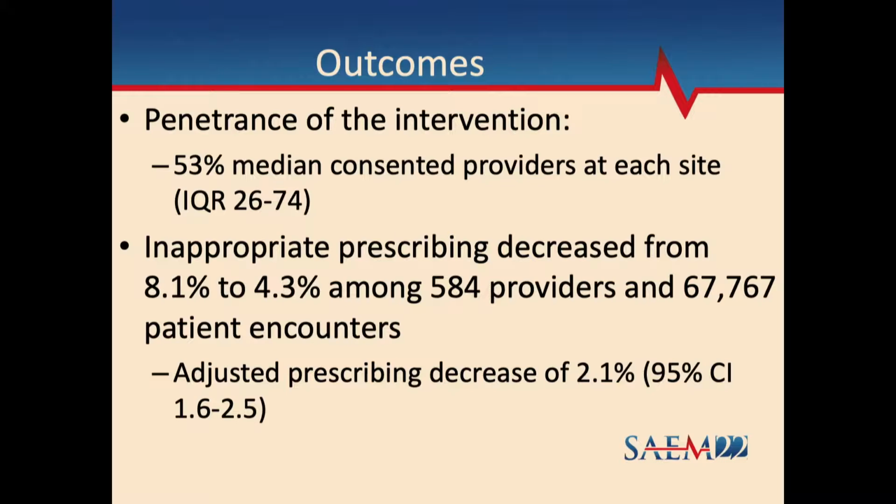And in terms of how we did, inappropriate prescribing went down from 8.1 to 4.3 among 584 providers across almost 68,000 patient encounters. The adjusted decrease was modest at 2.1%. But this, again, had to do with some of the challenges that we've been finding, which is, are we targeting this intervention to the right setting? We didn't know this going in because the quality metric being reported to Medi-Cal gave numbers that seemed much, much higher. But you can imagine while we were doing this, they were already getting feedback about how bad this was, so there were probably improvements already happening.